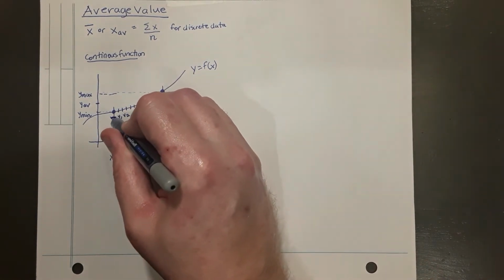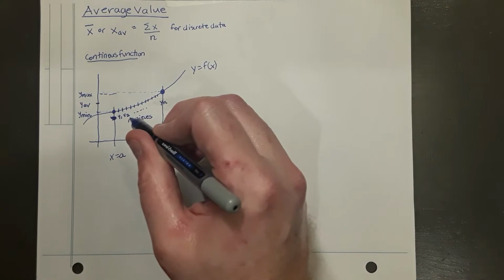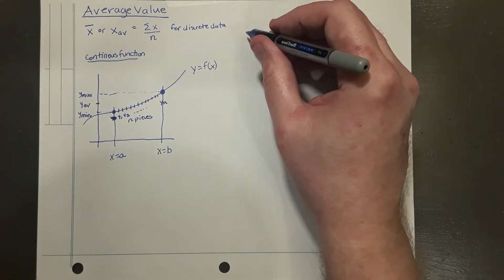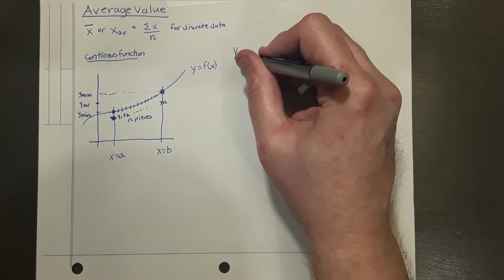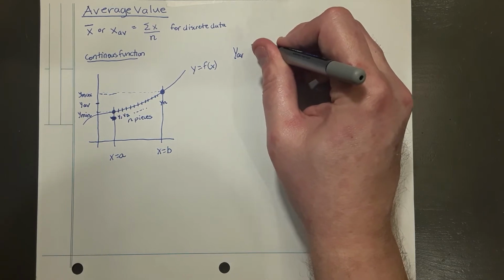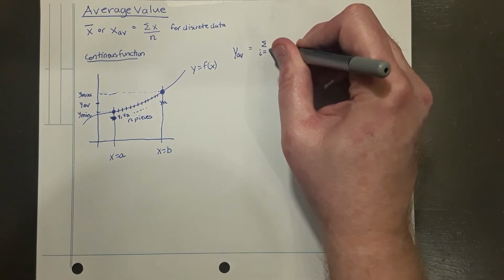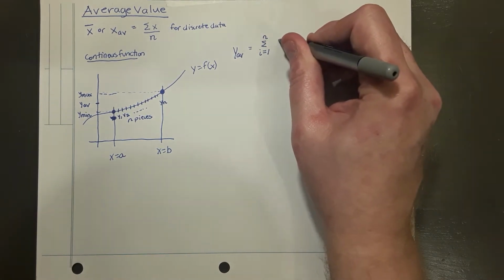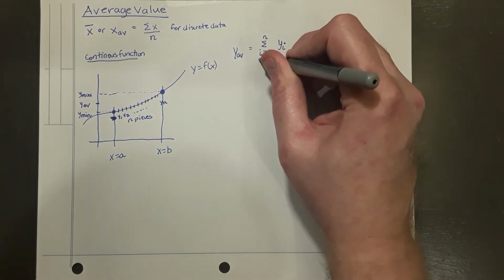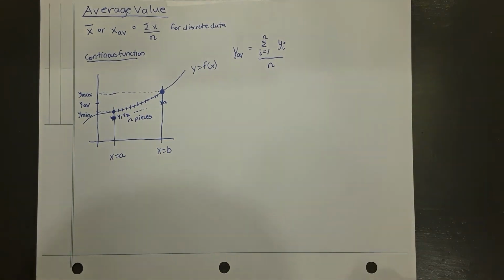So if I go from the left-hand side to the right-hand side here, my average value is going to be approximately equal to the sum from i equal 1 to n of all of my y values, but I divide by n. So that would be the definition of a discrete sum.